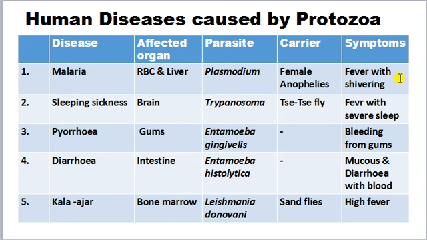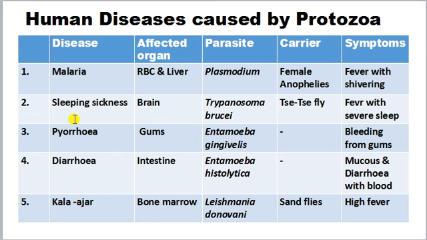And now symptoms. Symptoms are chill, fever, sweating, usually occurring a few weeks after being bitten. That means after the bite of this female Anopheles that transmits the Plasmodium parasite to the blood of the human being, there is a fever and chill, fever with shivering occurs. So this is a main symptom.